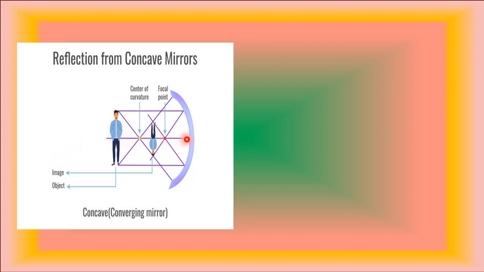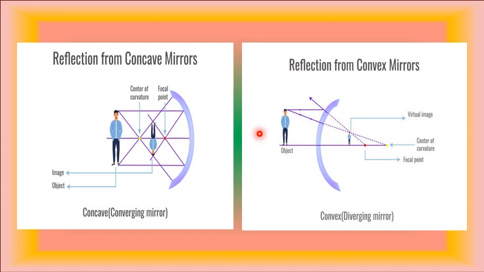On the other hand, in a convex, also known as diverging mirror, notice that the reflecting side of the mirror is curved outward. So the object is located to the left of the reflecting side of the mirror. It is called diverging because the reflected rays, when traced, tend to diverge or move away from the principal axis.